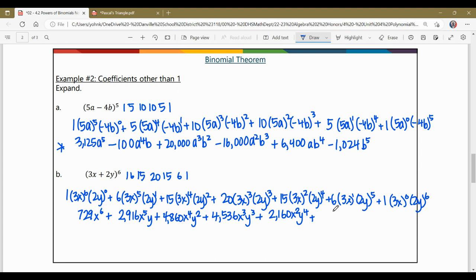Plus, then I have 6 times 3 times 2 to the 5th. That's 576 xy to the 5th. Plus, and then 1 and 3x to the 0 is 1. So we have 2 to the 6th, which is 64 y to the 6th.